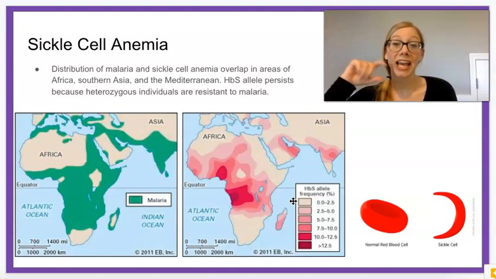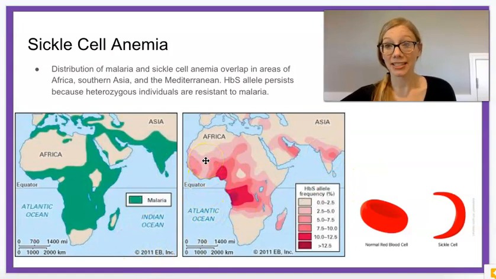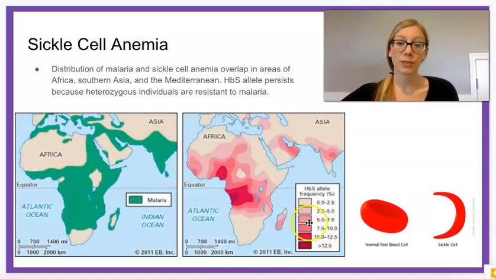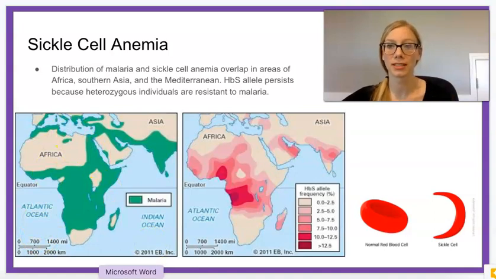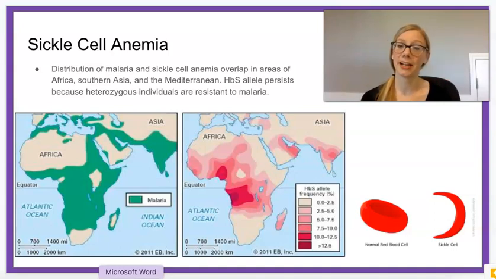Well, it turns out being heterozygous for the sickle cell gene, the HBS allele, actually benefits individuals who live in areas where malaria is pretty prevalent, because it provides some resistance to malaria. So when we look at this correlation, we see that the frequency of this allele relates to where malaria is also mostly present in populations. So there are certain advantages to having this heterozygous gene, which is why it still stays around in a population depending on where you live.